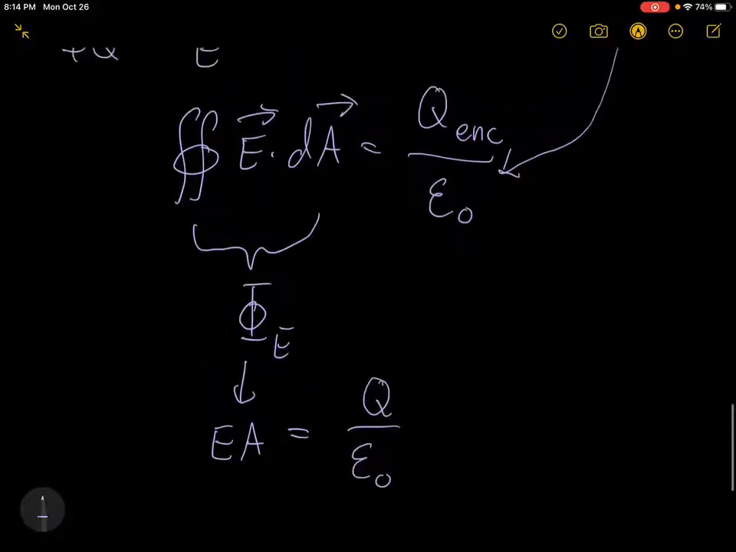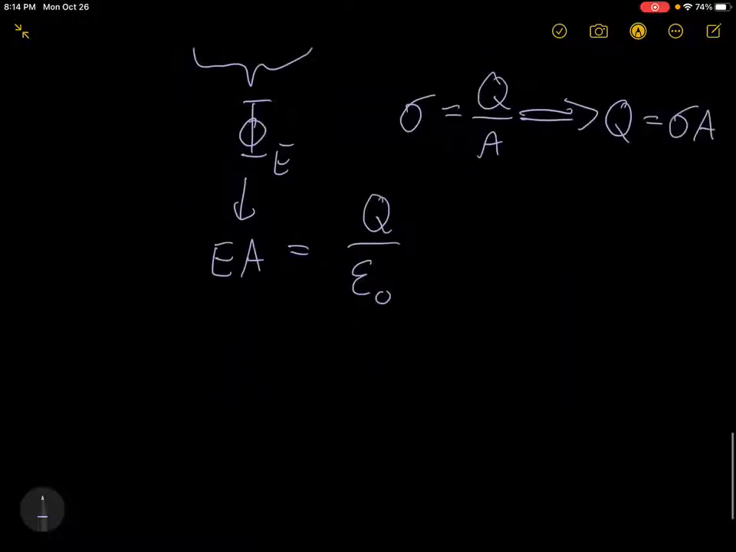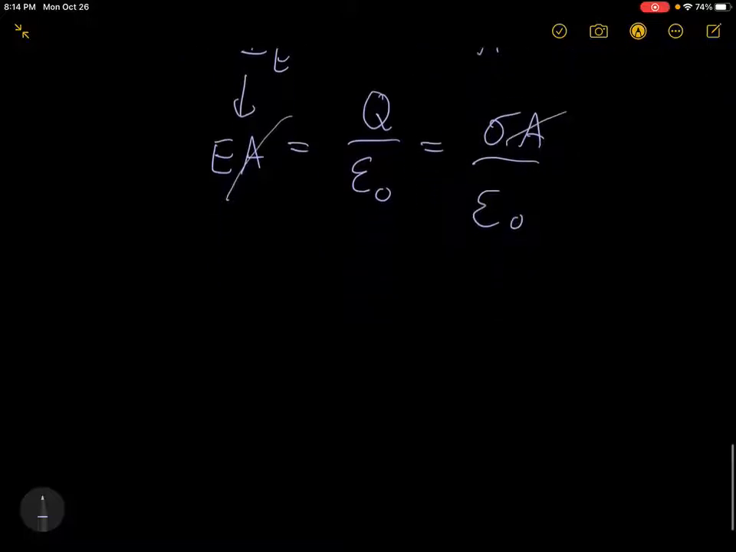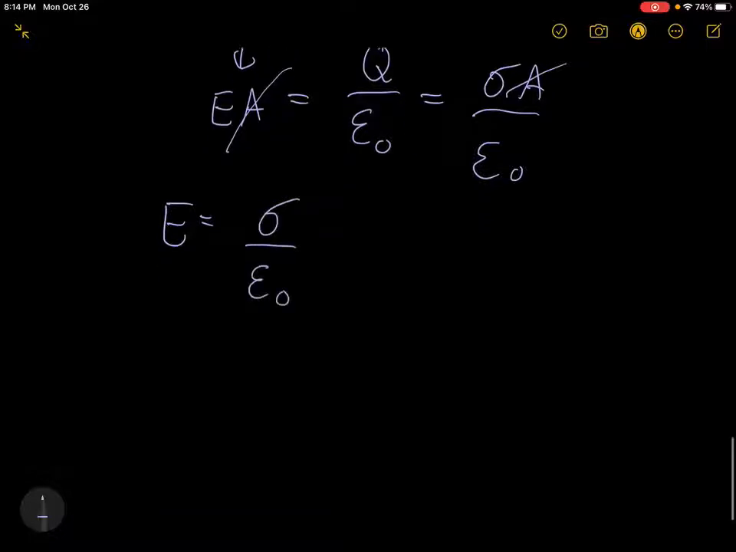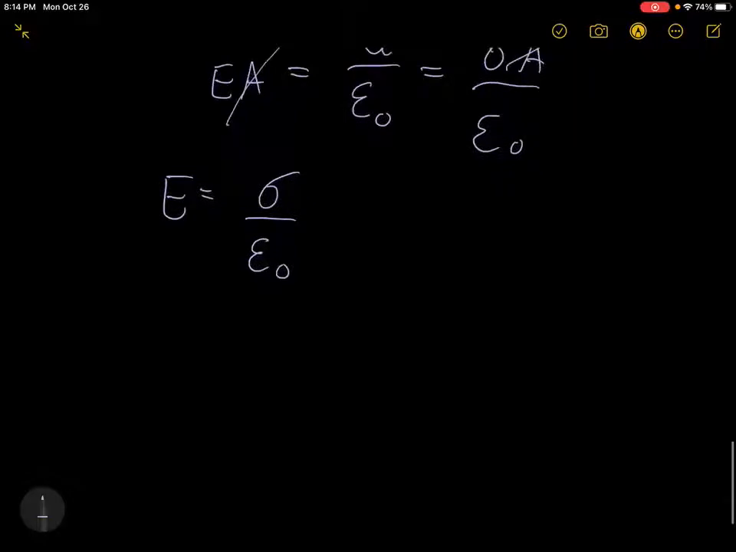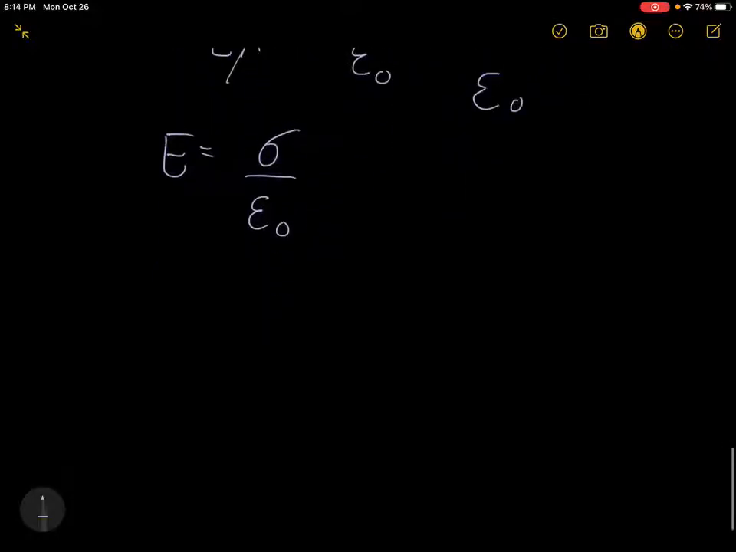And remember earlier I said that the surface charge density is Q over A. So it follows that Q is sigma times A. So then we can rewrite this as sigma times A over epsilon naught. And we can cancel out the A's. And so we get that the magnitude of the electric field is equal to the surface charge density over epsilon naught. And our next step would be to find the voltage, which is the whole point of finding the electric field, because the equation for voltage is in terms of the electric field.